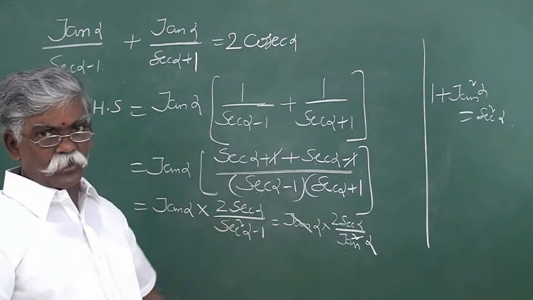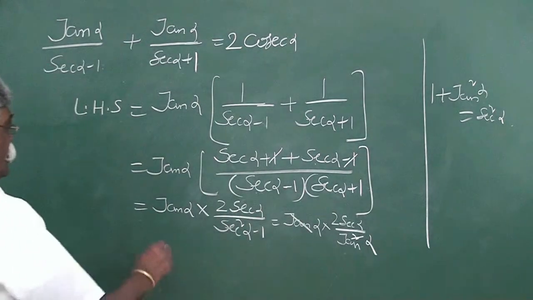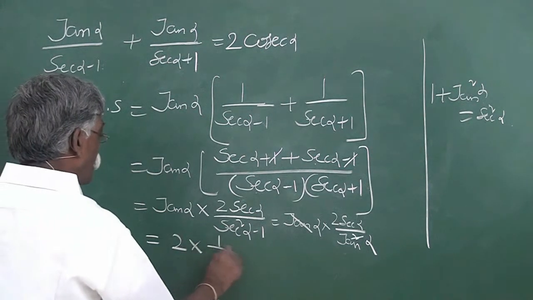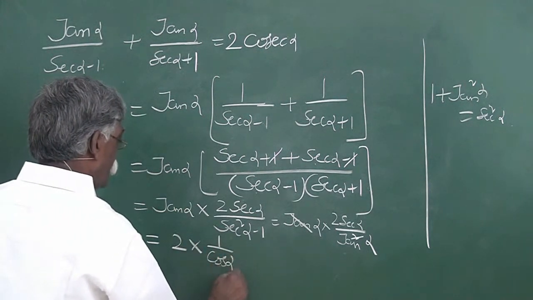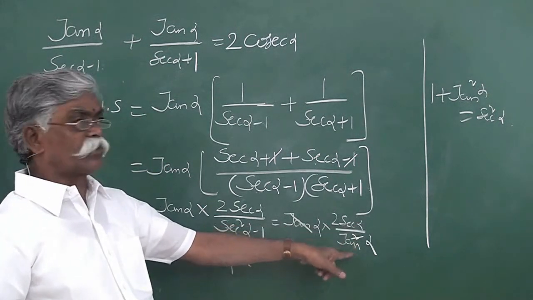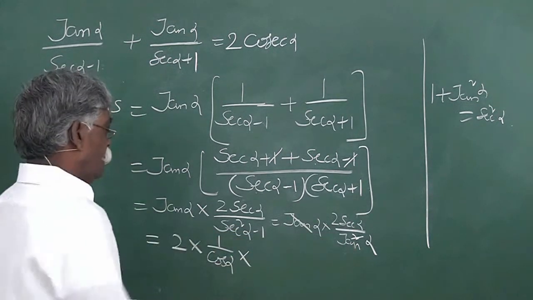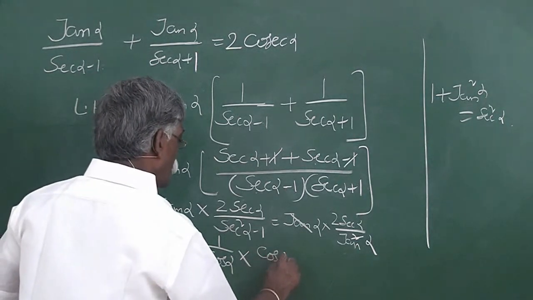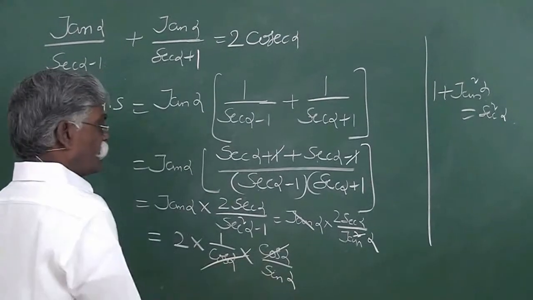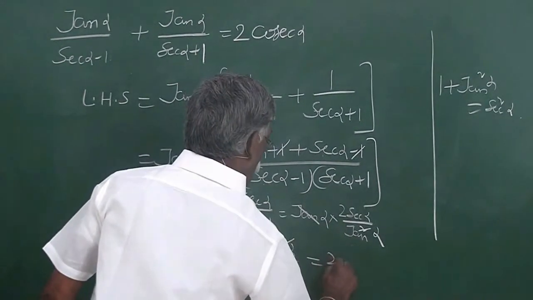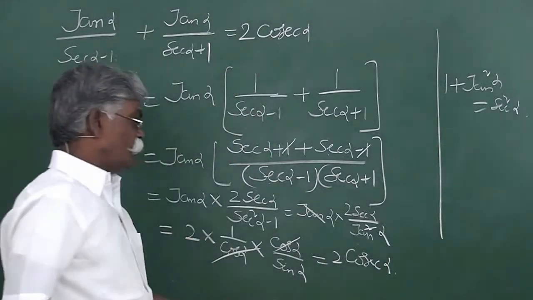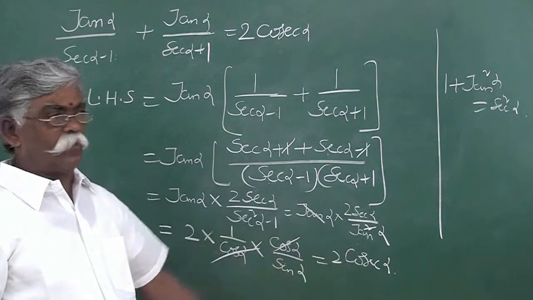The answer is in cosecant alpha. So let us change them into sine and cos. 2 into secant alpha becomes 1 by cos alpha. And tan alpha is in the denominator. Tan alpha is sine alpha by cos alpha. If we reverse it, it is cos alpha by sine alpha. This and this get cancelled. So finally we are left with 2 cosecant alpha, since 1 by sine alpha is cosecant alpha.